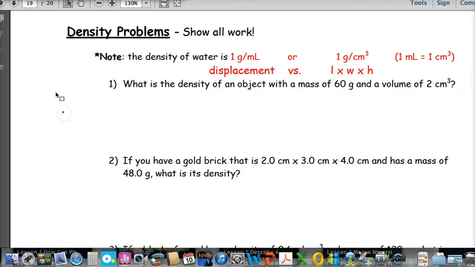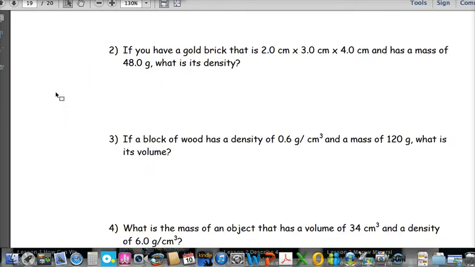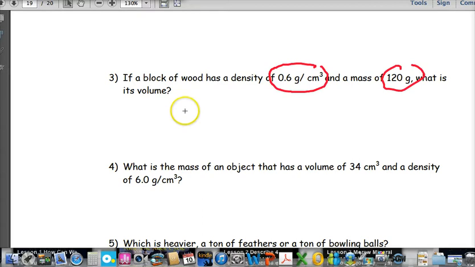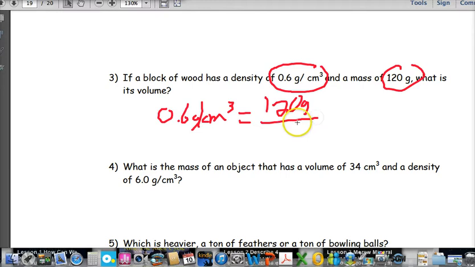Okay, so let's go back down here. All right, let's do 3 and 4. All right, so now this is going to be a little different. Now this one is giving you the density. That's the density. And they give you the mass. So they're asking you for the volume. So you have 0.6 grams per cubic centimeter equals 120 grams. And we don't know the volume. So that's going to be x.